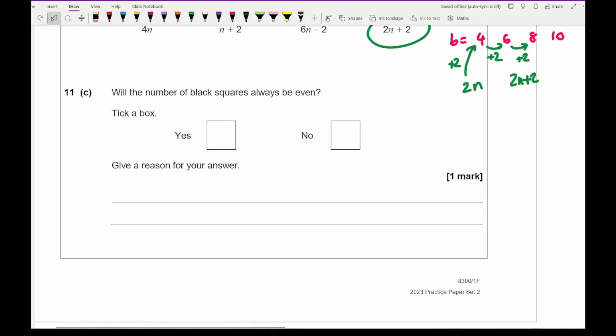The next question then says, will the number of black squares always be even? Tick a box. Well, if I have 2n plus 2, well, 2n is always going to be even because multiplying any number by 2 is going to give us an even number. And if I add an even number to an even number, it's going to give me an even answer. So the answer is going to be yes.